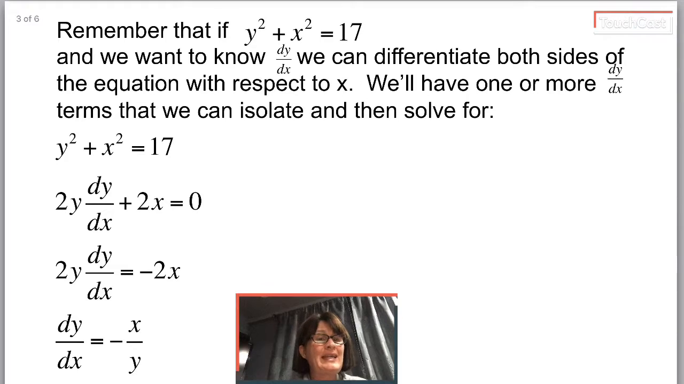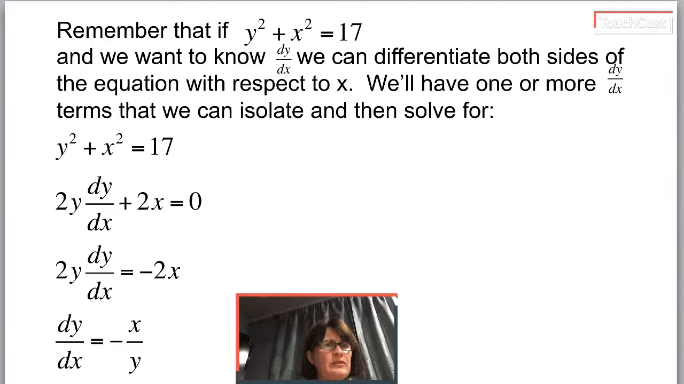Okay, so a quick reminder about implicit differentiation. This is what you already knew, what we did in chapter 3. If I had this equation, y squared plus x squared equals 17, I can't isolate y so that I could take the derivative, because this isn't a function. It isn't one-to-one. It doesn't pass the vertical line test.